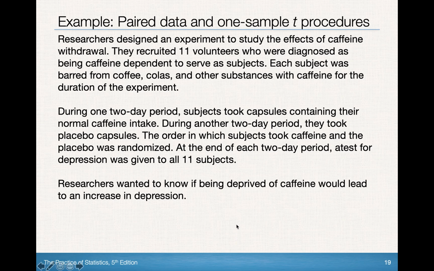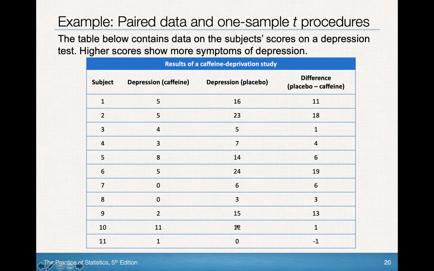So we're going to analyze the data. First, I need you to input this data into list 1, list 2. I don't need all four lists. I need the depression in list 1 and then the depression of the placebo in list 2. So again, the depression of the caffeine in list 1, depression of the placebo in list 2. So pause the video and do that now. This data is the data of the subject scores on a depression test. A higher score shows more symptoms of depression. Okay, so like a score over 24 is very high for depression symptoms, while a score of 1 is very low of depression symptoms.